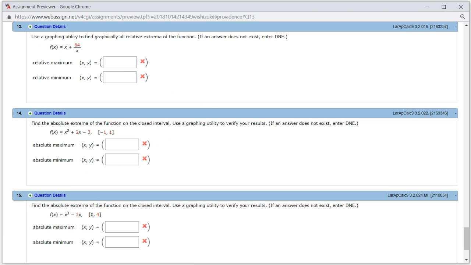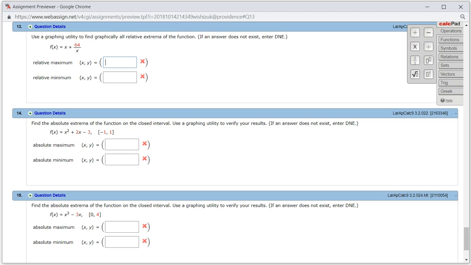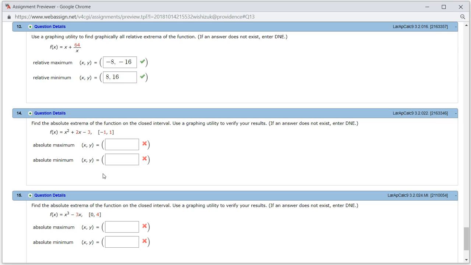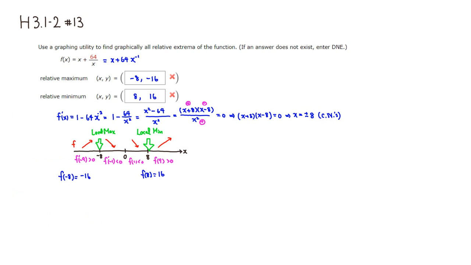So let's type it in. Here, the relative maximum occurs at -8, and the value is -16. Then the relative minimum occurs at 8, and the value is positive 16. Let's check the answer. All right, I came back and it looks like we got both of these correctly. That's it. I hope this was clear.